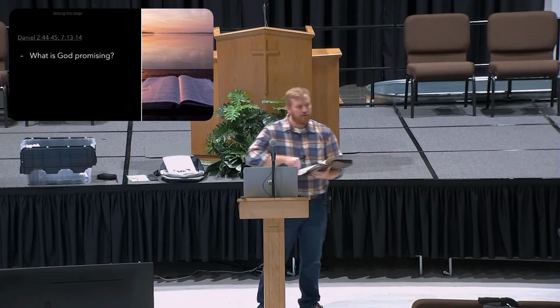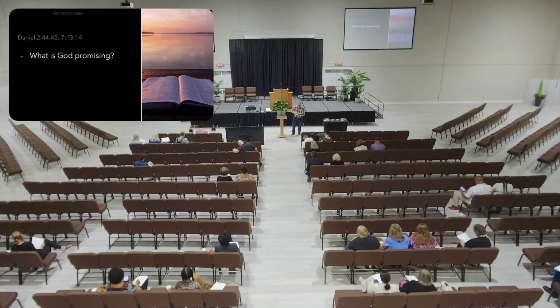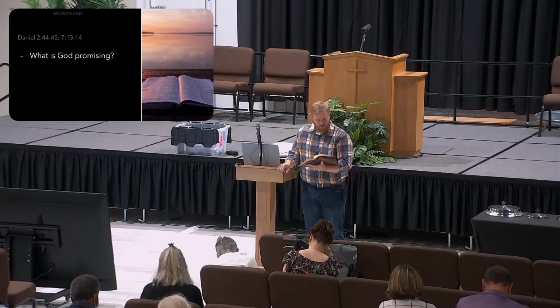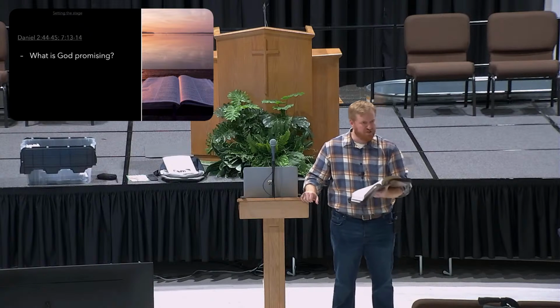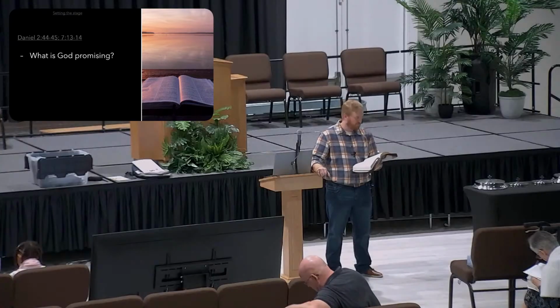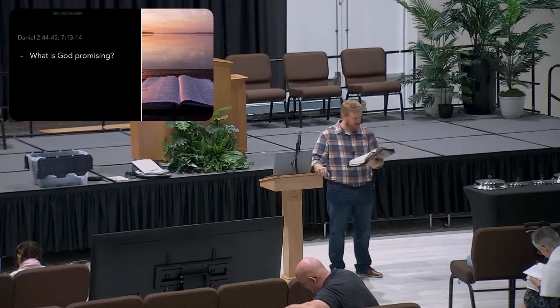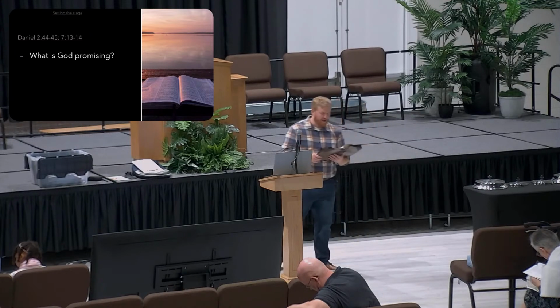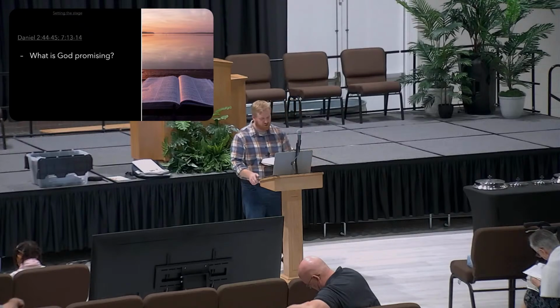In Daniel 7, look at what Daniel sees in his vision. Starting in verse 13. I saw in the night visions, and behold, with the clouds of heaven there came one like a son of man. And he came to the Ancient of Days, and was presented before him. And to him was given dominion and glory and a kingdom, that all peoples, nations, and languages should serve him. His dominion is an everlasting dominion, which shall not pass away, and his kingdom one that shall not be destroyed.